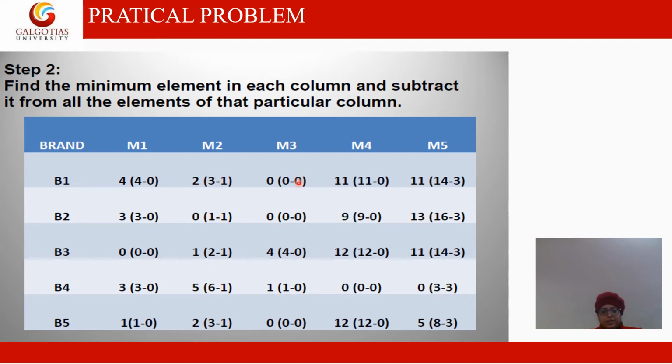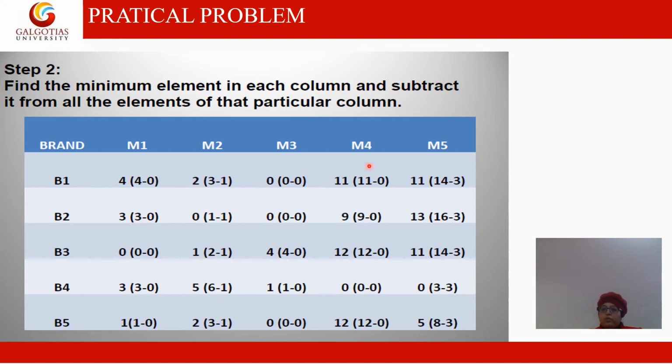The next is, in third column, I find 0 is the minimum element. So I am going to subtract the 0 from all the values of column 3. 0 minus 0 is 0, 0 minus 0 is 0, 4 minus 0 is 4, 1 minus 0 is 4 and 0 minus 0 is 0.